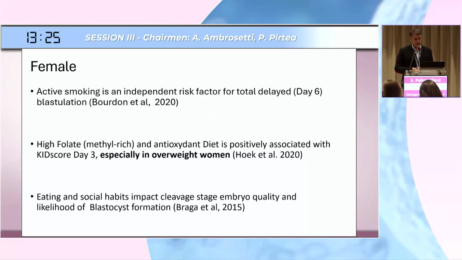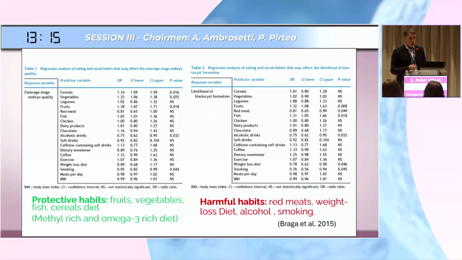And lastly, eating and social habits impact cleavage stage embryo quality and likelihood of blastocyst formation in the female. This is a study from Braga. And what they've shown is that there are protective habits, like eating fruits, vegetables, fish, or cereal diet. Again, very Mediterranean diet, metal-rich, omega-3 rich diet.